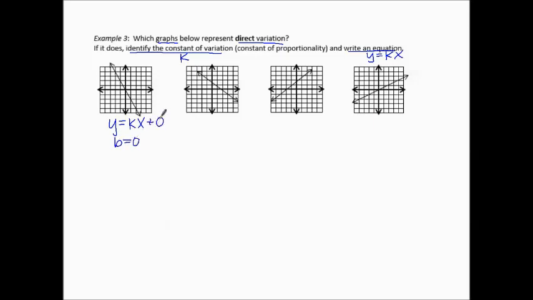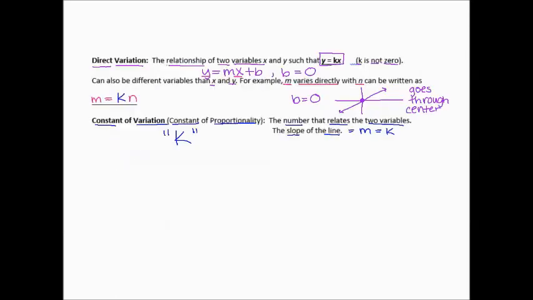because I have y equals kx plus 0. My b is 0. So for this graph, my y-intercept is 0. So that works. Now I need to figure out what my k is equal to. Now remember back that k is the same as my slope. It's the same as m.